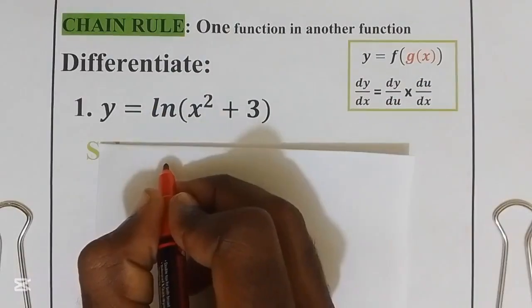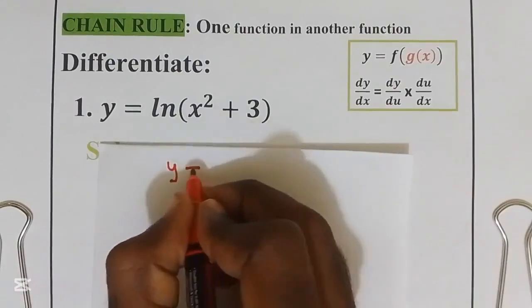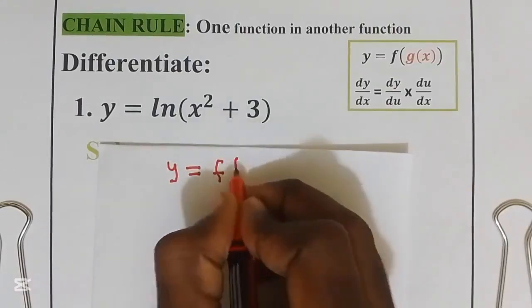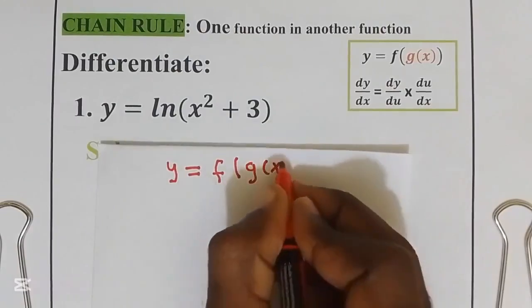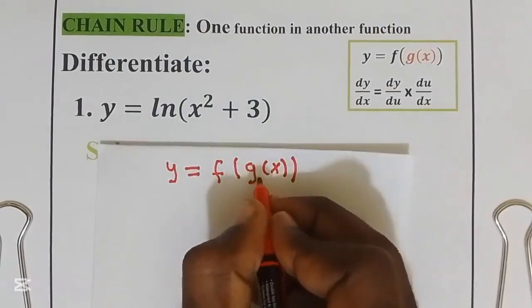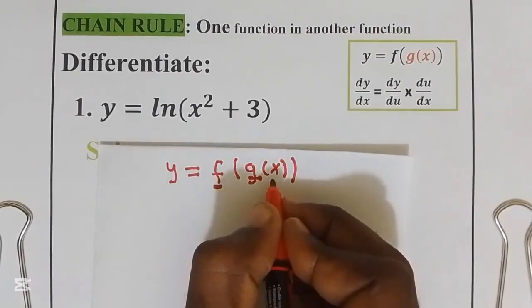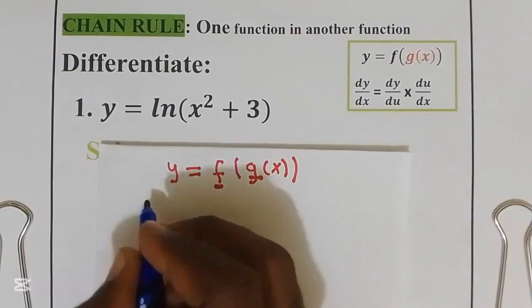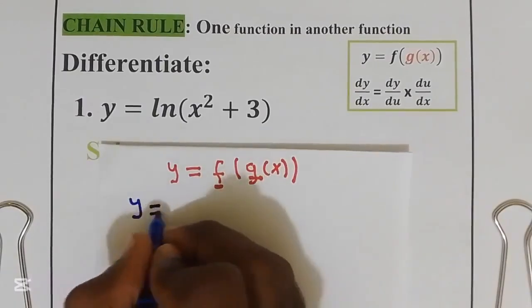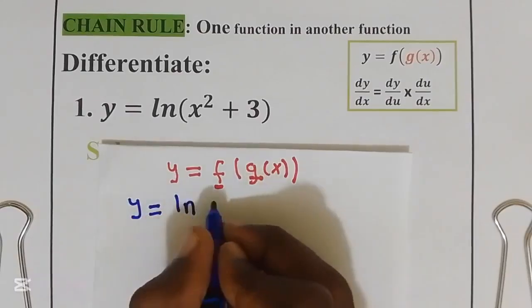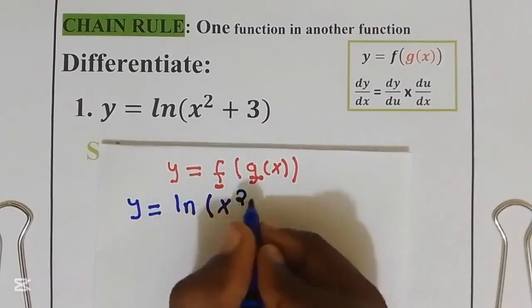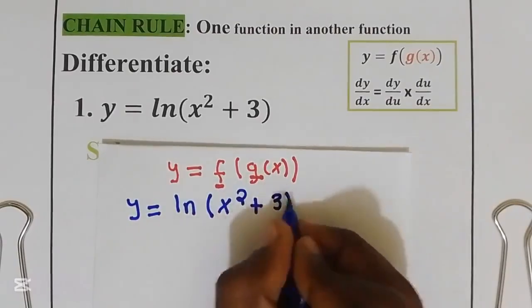Our question is in the form of y is equal to f of g of x, where we have the inner function g of x and the outer function f of x. Straight, let's go and do our question. We have y is equal to natural logarithm of x squared plus 3.